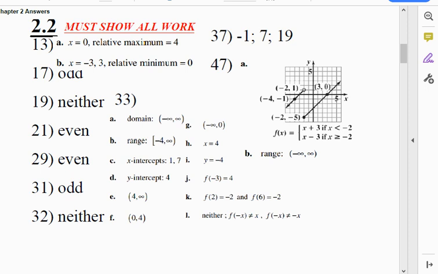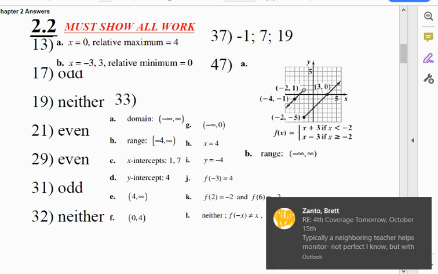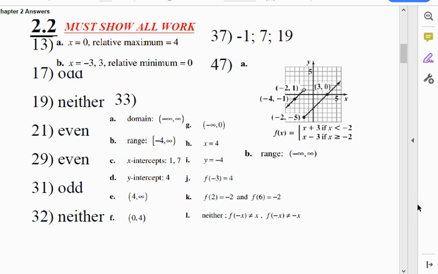F is 0, 4. G, -infinity to 0. H, x equals 4. I, y equals -4. J, f of -3 is 4, so when x is -3, y is 4. K, f of 2 equals -2, so when x is 2, y is -2. F of 6 is equal to -2, which means when x is 6, y is -2, and then L is neither.